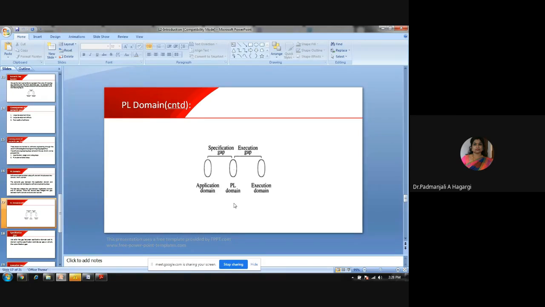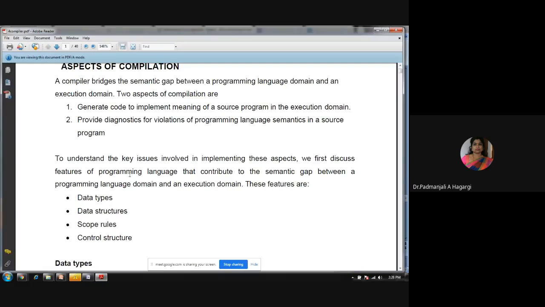Those four features are nothing but, here I have shown in the file: data types, data structures, scope rules, and control structure. To understand the key issues involved in implementing how to generate the code from the source program during the time of execution, and also to provide a diagnostic for a violation of the programming language's rules.